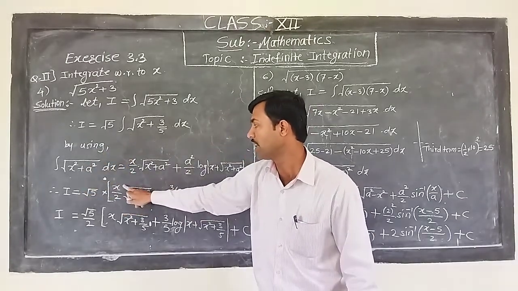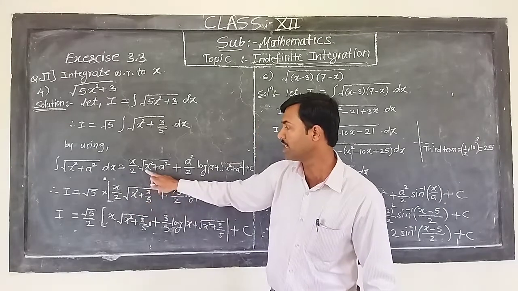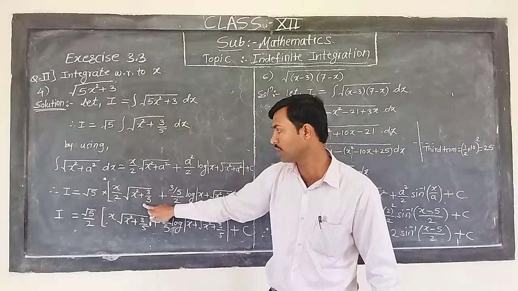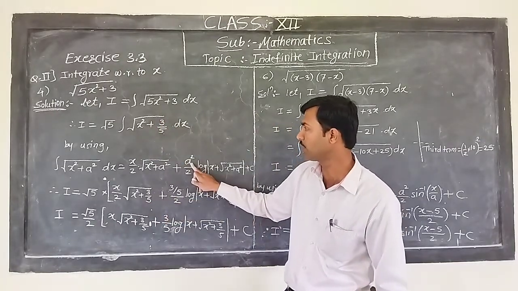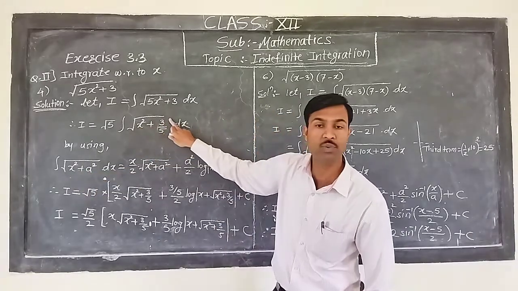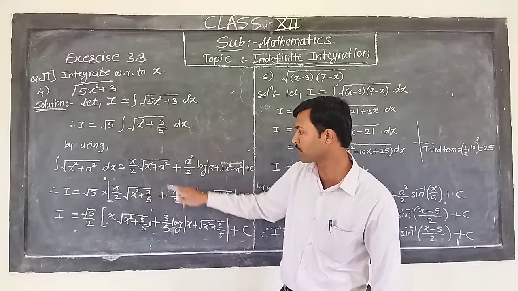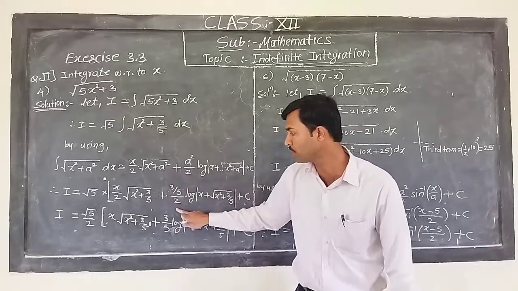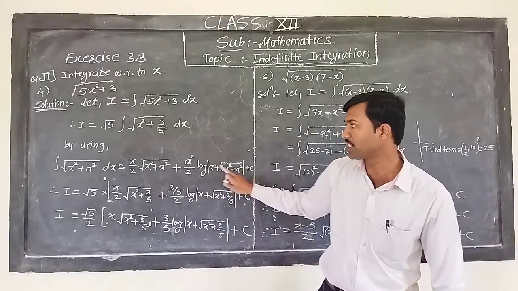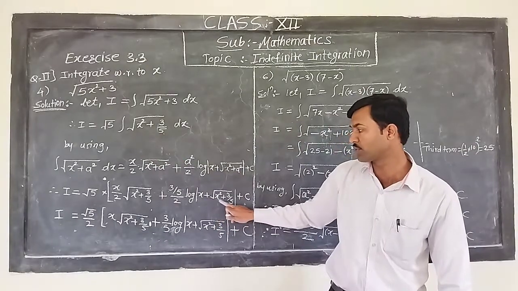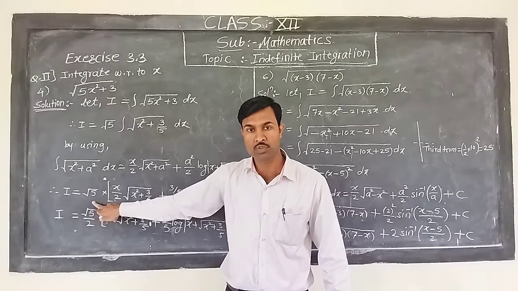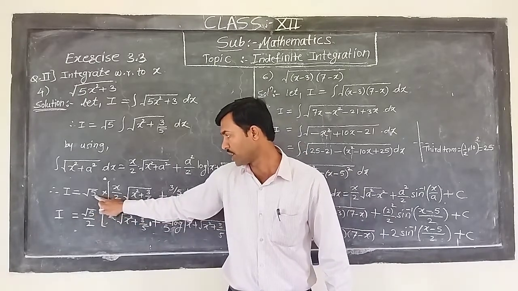X is the same, so x upon 2 into under root of x square plus a square, and x square plus a square is x square plus 3 by 5. So I write it here, plus here is a square. This is the formula for x square plus a square. It is x square plus, this is our a square term. So the value of a square is 3 upon 5. It is 3 upon 5 upon 2 into log of mod of x plus under root of x square plus a square. Under root of x square plus a square is x square plus 3 upon 5, plus c. Hence, after multiplying by this root 5 using the bracket, we will get root 5.